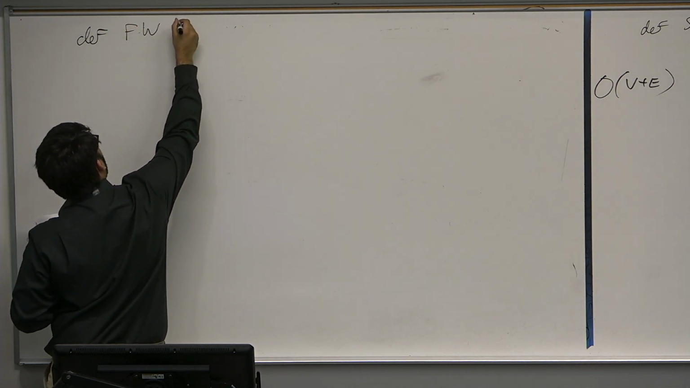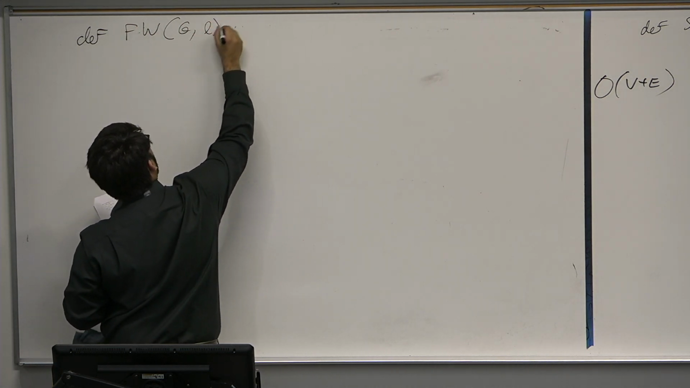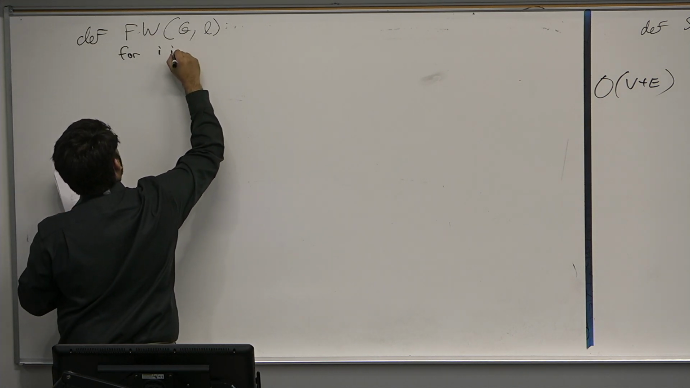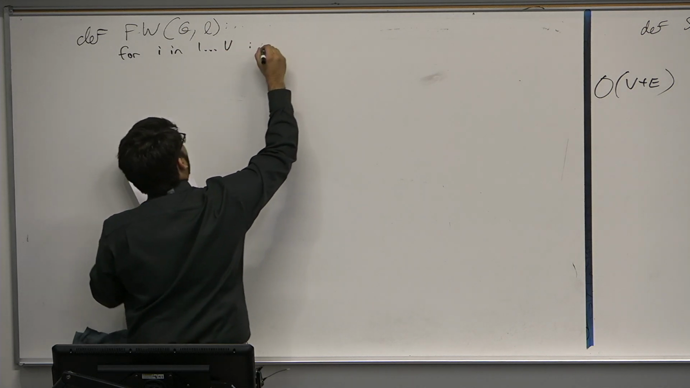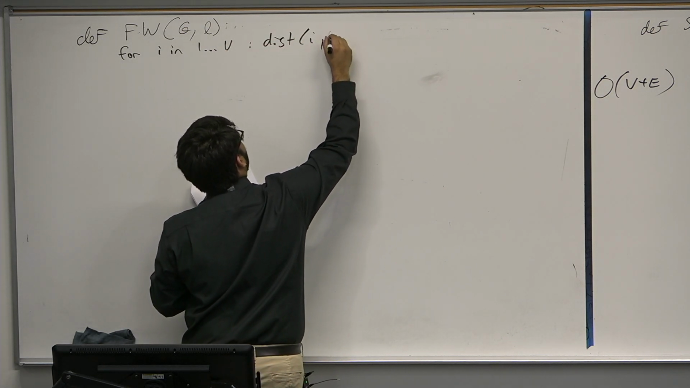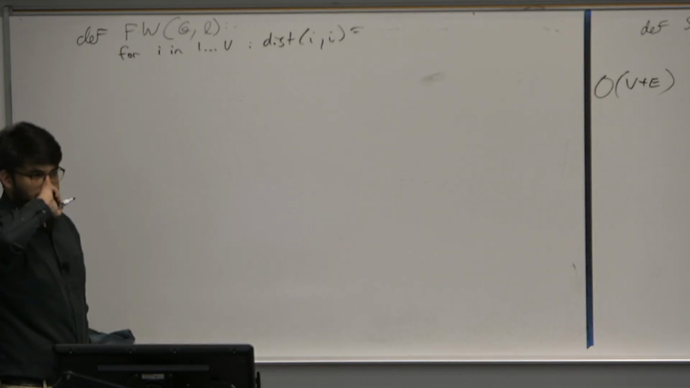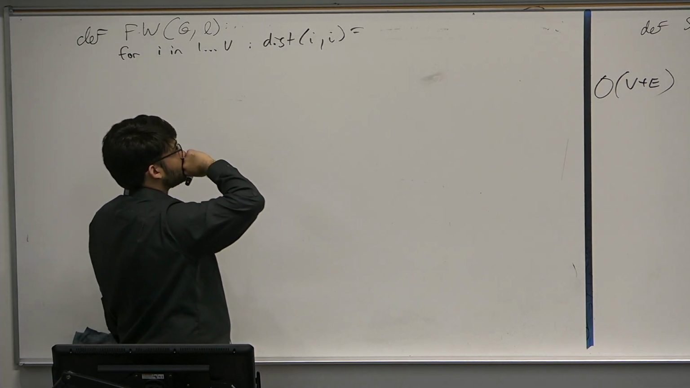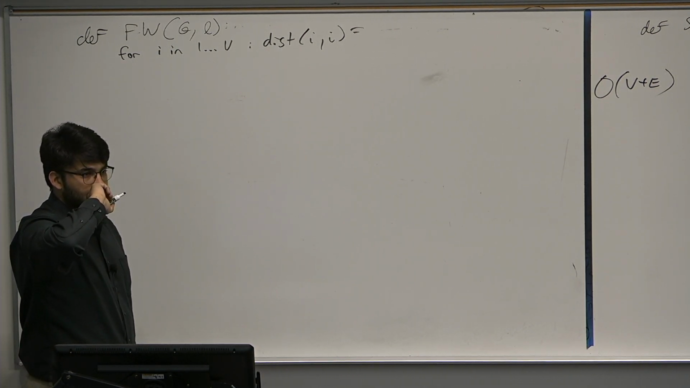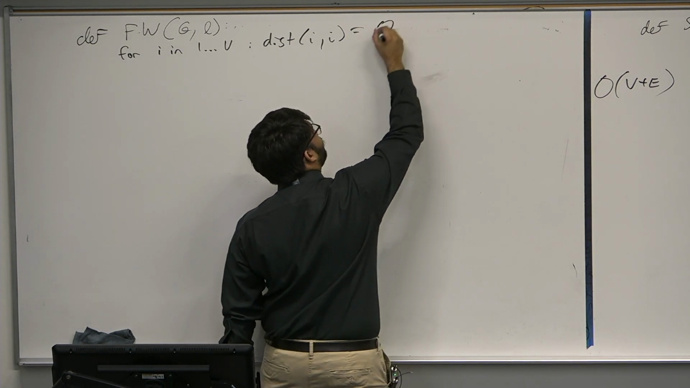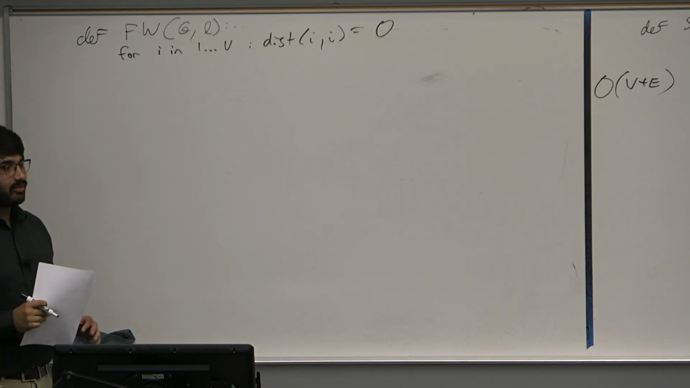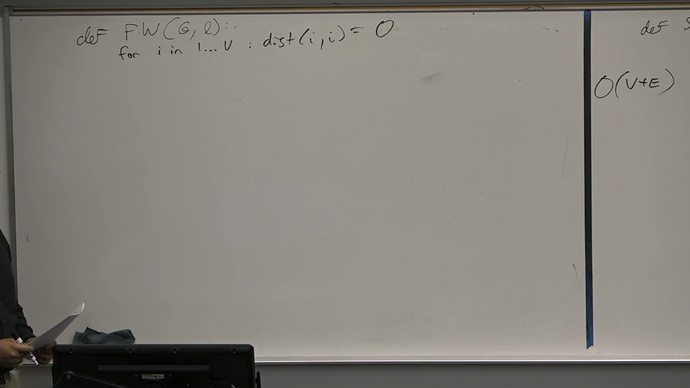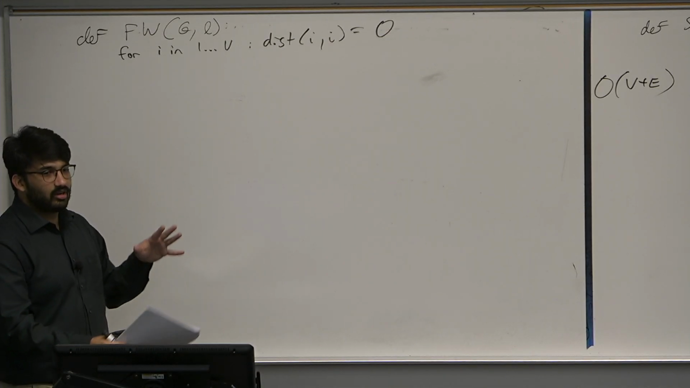Floyd Warshall takes on input G, L. For i in V, dist i, i should be what? Forget the k for a second. It's 0. We'll let dist ij be the shortest path from i to j. We're going to be implicit about the k. We're going to do the k, but it's not going to be defined as part of a 3-dimensional array. It'll just be k updates to a 2-dimensional array instead of a 3-dimensional array.